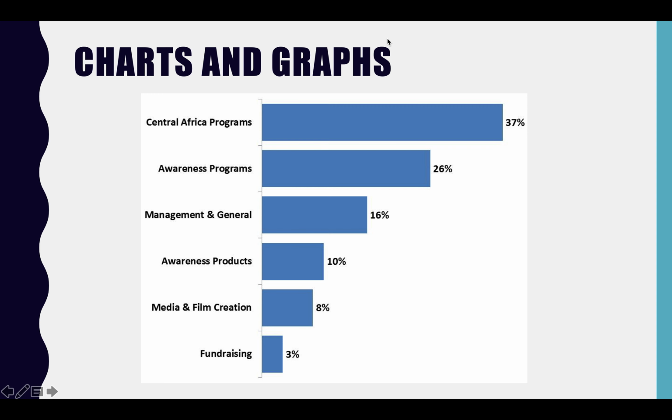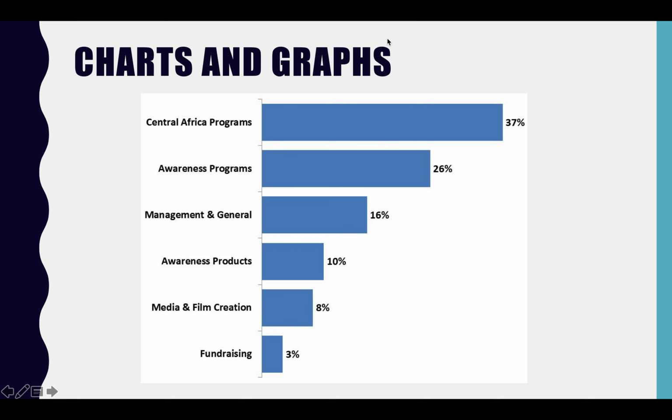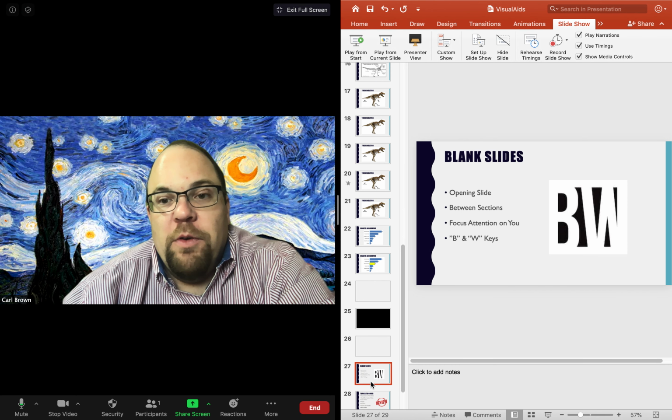I'm going to hit the W key on my keyboard. Everything went white. W for white. Now I'll hit any key. I'm just going to put my whole hand down, and now I'm back. Now I'm going to hit the B key, and everything goes black. B for black. Any button brings it back. I'm going to come out of this view. There we go.